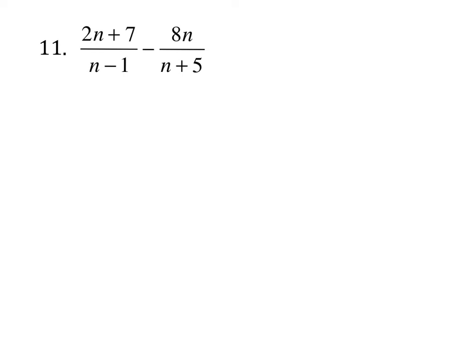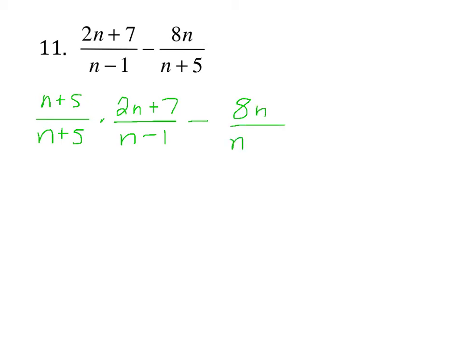For number 11, we need to do the same thing. We need common denominators. So I'm going to multiply the first fraction by n plus 5 over n plus 5. And the second fraction I'm going to multiply by n minus 1 over n minus 1. And then I'm going to put everybody in parentheses, so I remember to either distribute or FOIL.